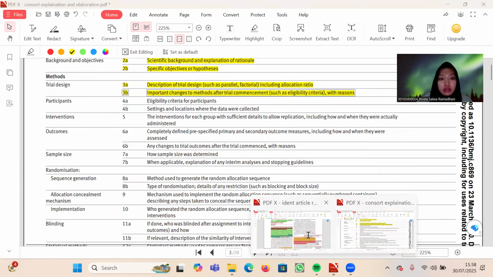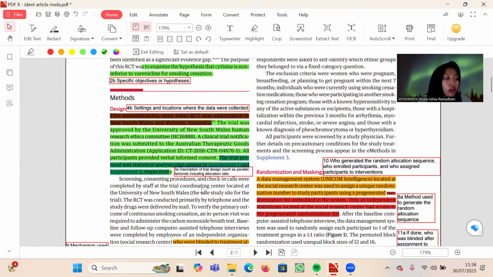And next, 4A, eligibility criteria. Participants had to be 18 years or older, daily smokers, and willing to quit. This is clearly described for 4A.